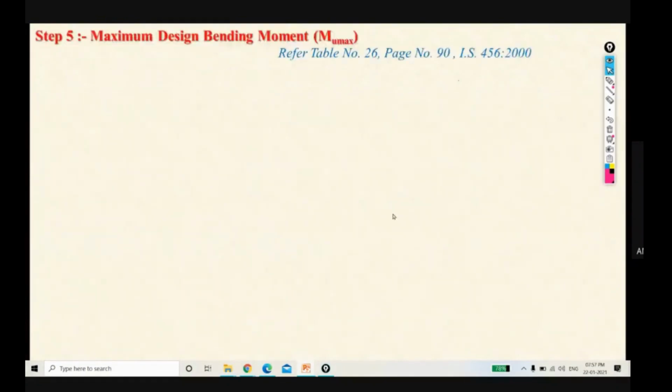Okay, after the loading, the next step is to calculate the maximum bending moment or the design bending moment, and the formulae are given. Formula is generally given on page number 90 of IS 456. For a simply supported beam, the simple formula is WL square by 8, but in W we will consider the factored load, and L is the effective span.